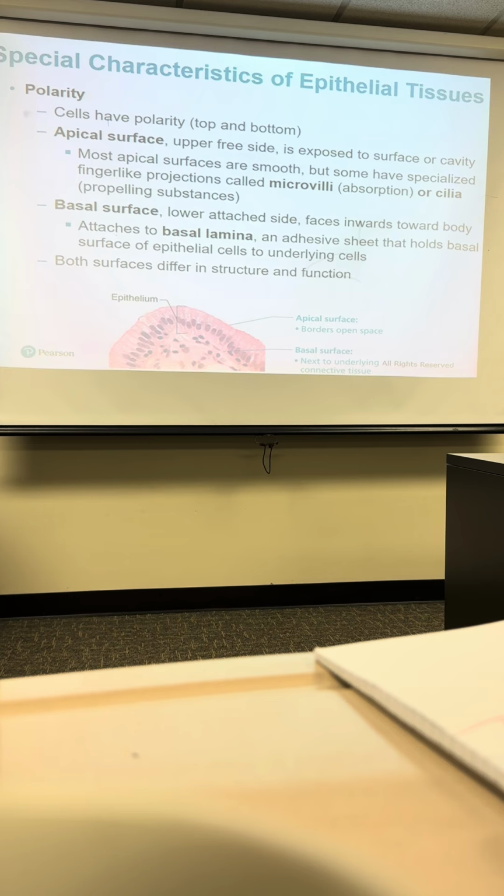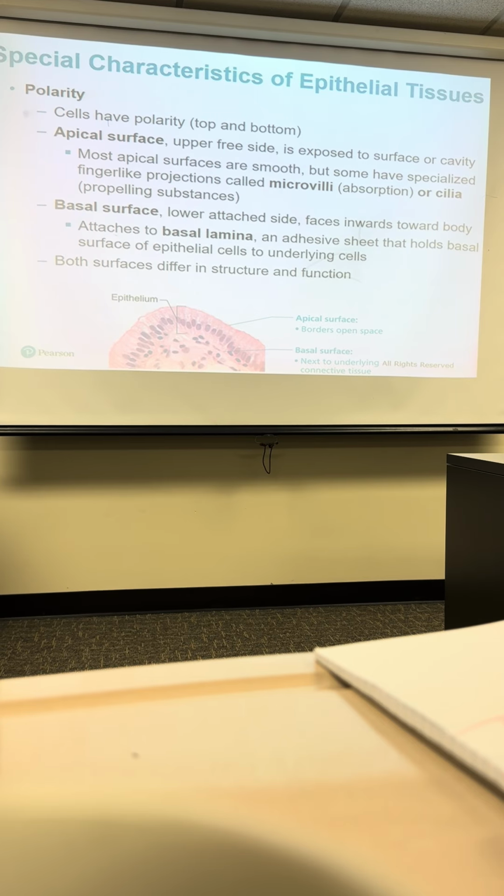That's why the cell has what? Polarity, top and bottom. When we say the top, that is your upper surface or the apical surface, which is the upper free side. So always this is the environment, and this is your what? Upper free side, or apical surface, exposed to the surface or cavity.